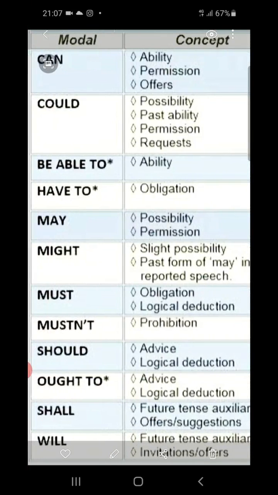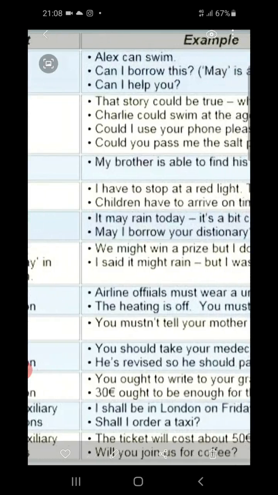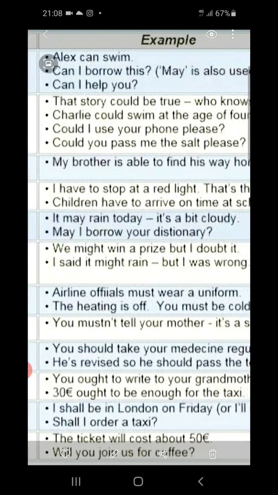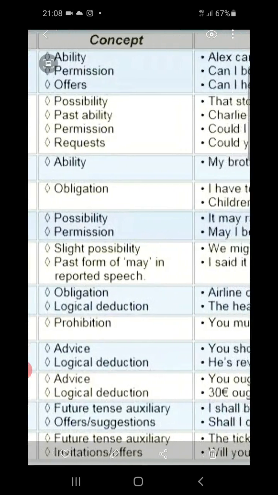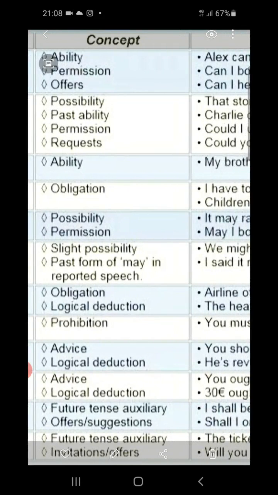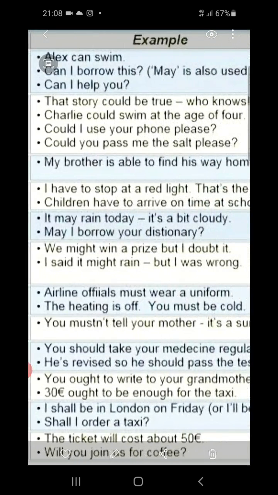Next, ought to. Advice or logical deduction. At first, for advice, you ought to write to your grandmother. So it's advice. You ought to write to your grandmother. Next, logical deduction. 30 euro ought to be enough for the taxi. Students, you reside in India, so you should use rupees in place of euro.